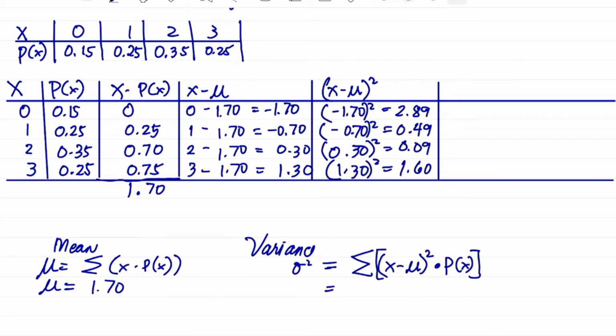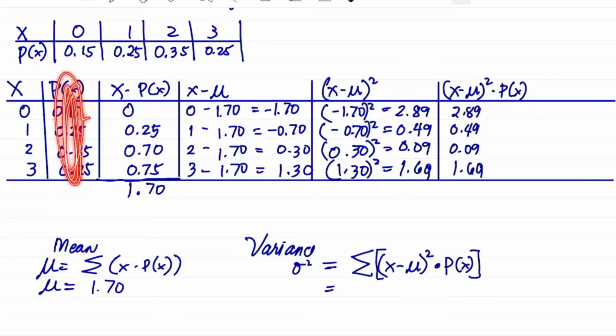Next column. After taking the square of the x minus mu, multiply the probability. So our x minus mu squared are 2.89, 0.49, 0.09, and 1.69. Okay, 1.69. So multiply the probability. So times p of x. So where are we going to get the p of x? So this is the p of x.